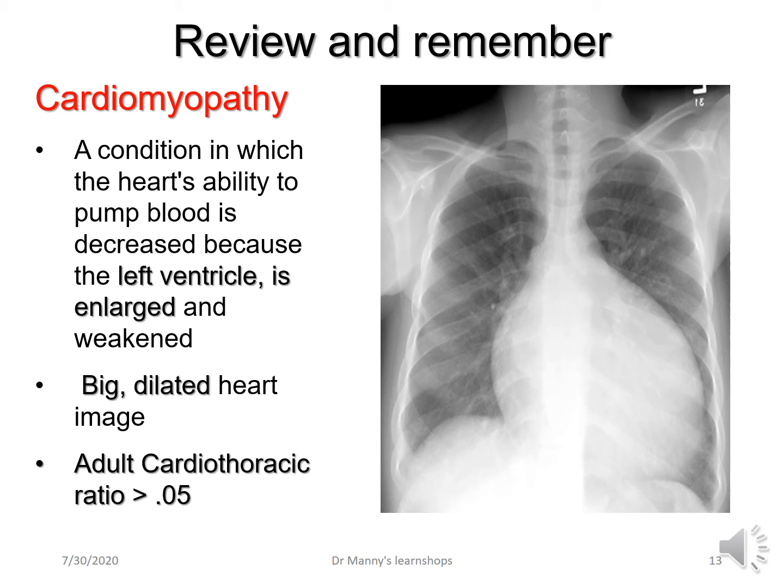The left ventricle has to do a lot of work over its lifetime. The right ventricle doesn't have to work too hard unless it's associated with some sort of pulmonary abnormality. But with cardiomyopathy, you get a big dilated heart image and the cardiothoracic ratio is greater than 0.5.